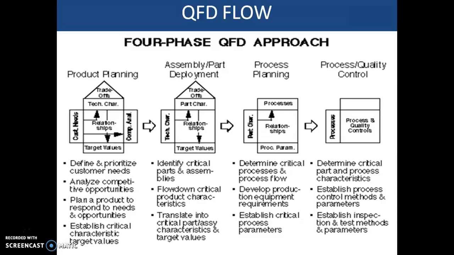In this part we identify and assemble the critical parts of the products we are about to launch or we are about to make. The third portion is process planning, in which we determine the critical processes of the new product development or the existing change which we are going to conduct. And the final part is process quality control, in which we determine the characteristics of the product and establish process control methods and parameters.